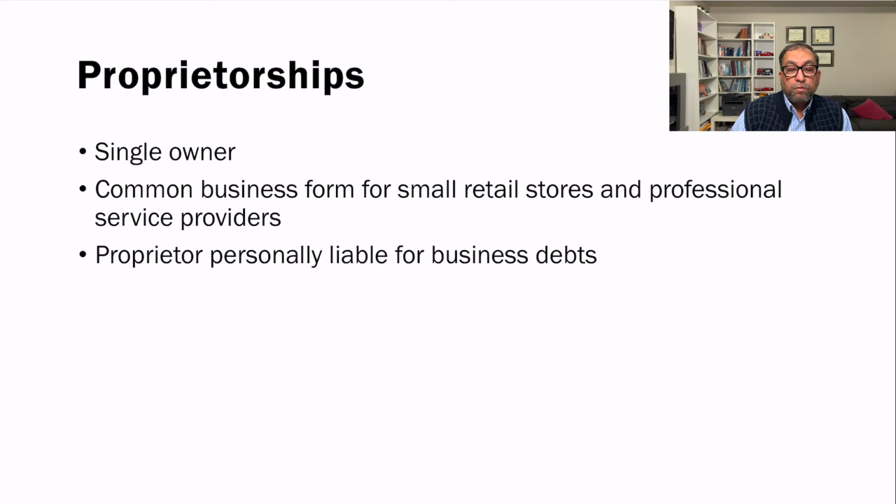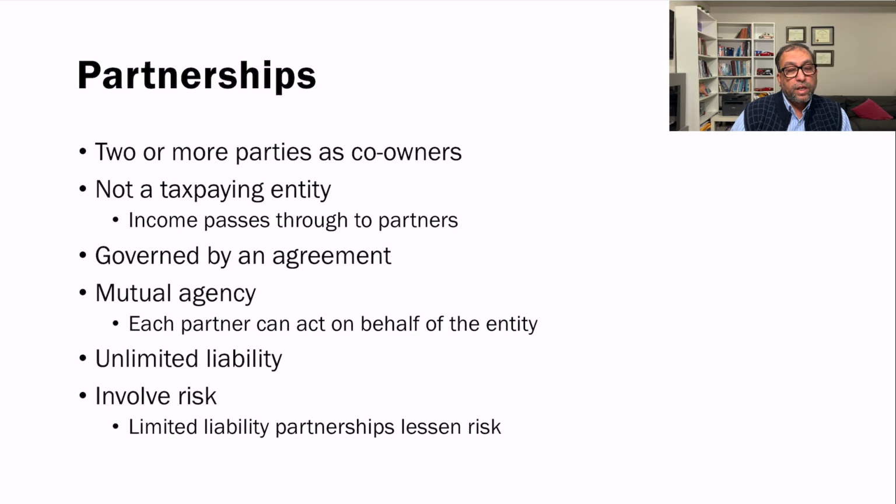Proprietors are personally liable for business debt, right? That's what I explained. Now, partnership: two or more partners as co-owners, and it is not a tax-paying entity. Income passes through to the partners, so it's not a separate entity which has to pay the tax independently. But the partners have to report that income as their own personal income, and they have to pay the tax on it.